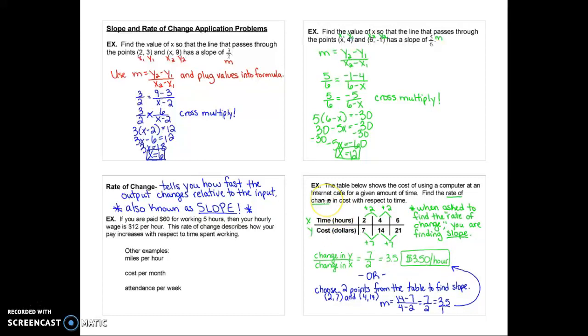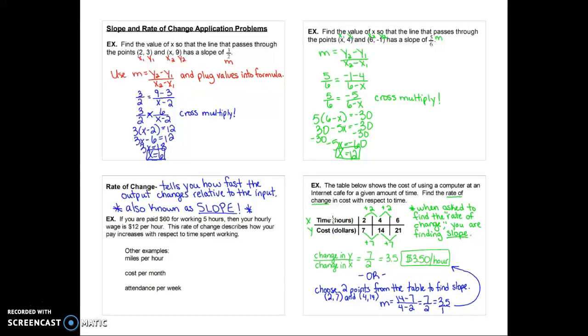And I'm finding it in cost with respect to time. So this cost has to be my y values. That's what I'm finding, my rate of change in cost. So that's my y value, with respect to time, so relative to the time, that's your x value. You have to be very careful to make sure you know specifically which is your x and which is your y. You cannot interchange those. With most examples, you cannot interchange those. So in this case, your y has to be your cost, your x has to be your time.